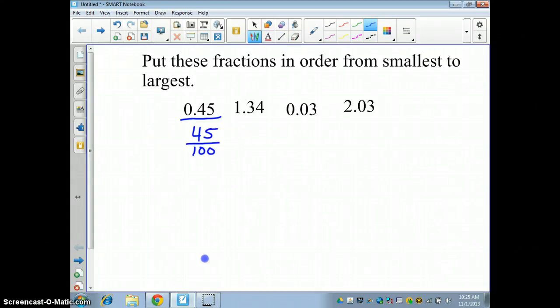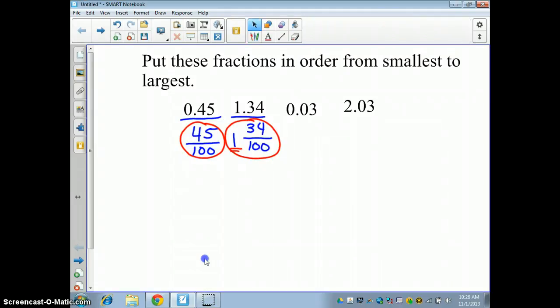The next one is 1 and 34 hundredths. So we know that it's a whole number 1 and there's 34 over 100. So when we look at these two numbers and compare them, we would know that the 45 hundredths is smaller than the 1 and 34 hundredths because there is a whole number there.